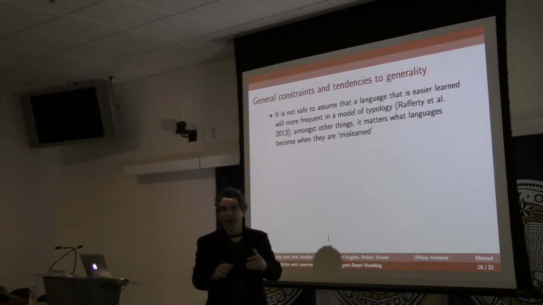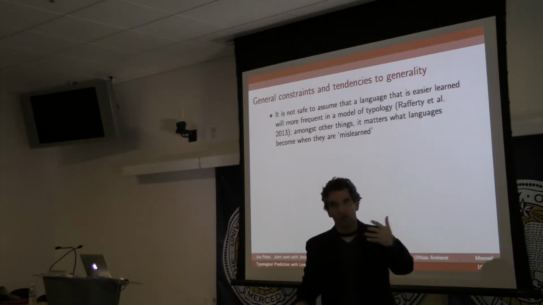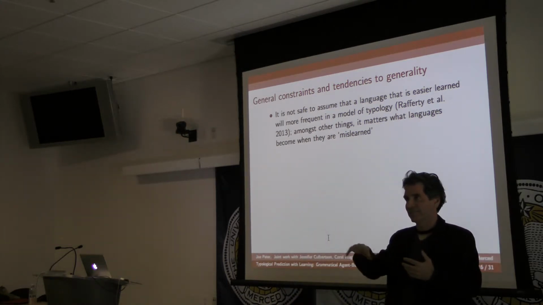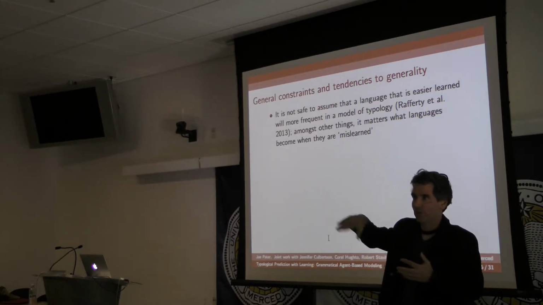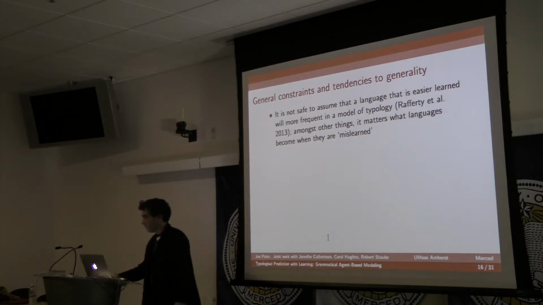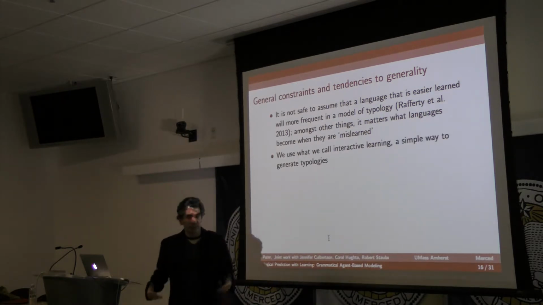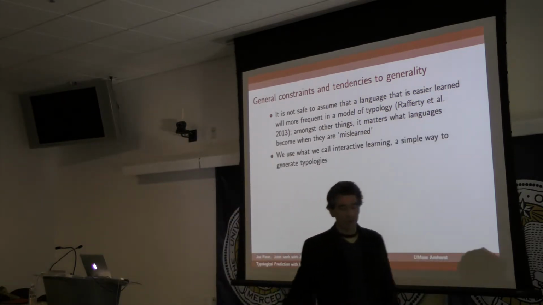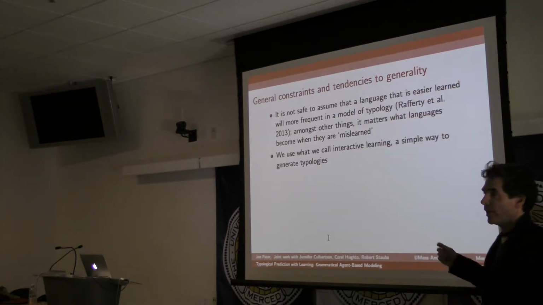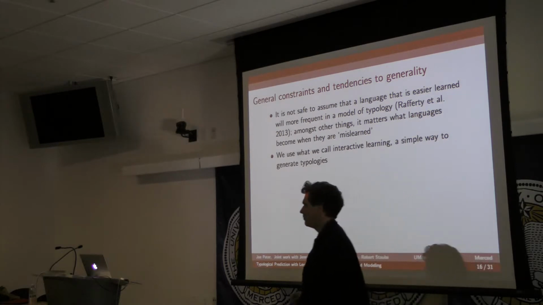In other words, it matters when you're trying to learn one language and you don't learn it fully. It matters what other language you think you're learning, and that's going to distribute the probability over languages in different ways depending on where that probability goes. So you need to do something else, and we do a kind of agent-based modeling to generate typologies. We use what we call interactive learning.